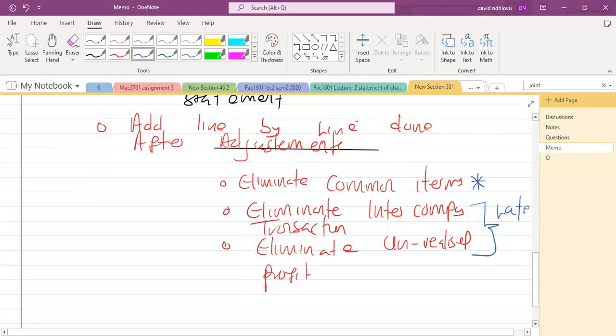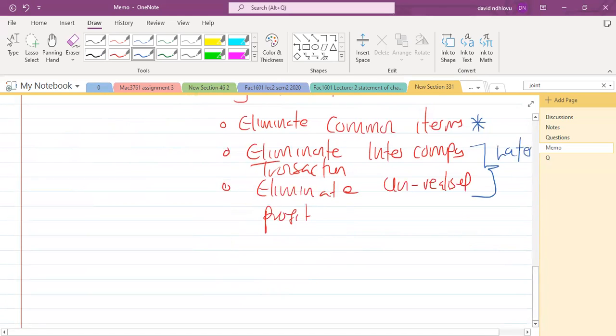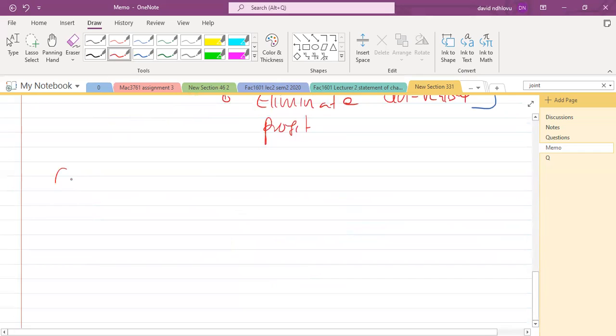So I will explain these as we go through them. But I will explain eliminate common items. Right, what are common items, good people? Have we been studying?